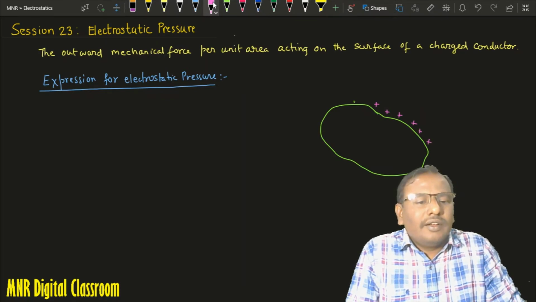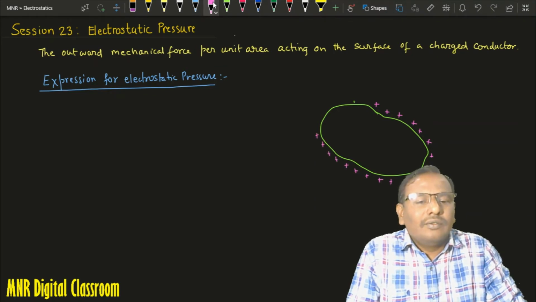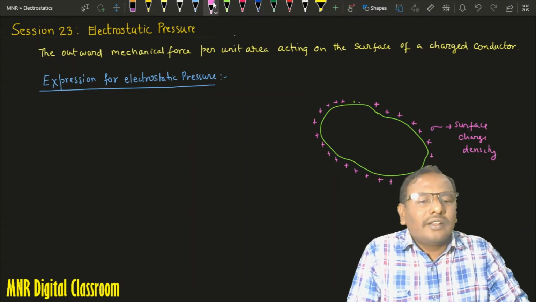We know that whenever a charge is given to the conductor, the charges will reside on the outer surface, so that the electric field inside the surface is zero. Let sigma be the surface charge density. Now consider a point P which lies just on the surface of the conductor. Now let ds be the small element of area enclosed by this surface.